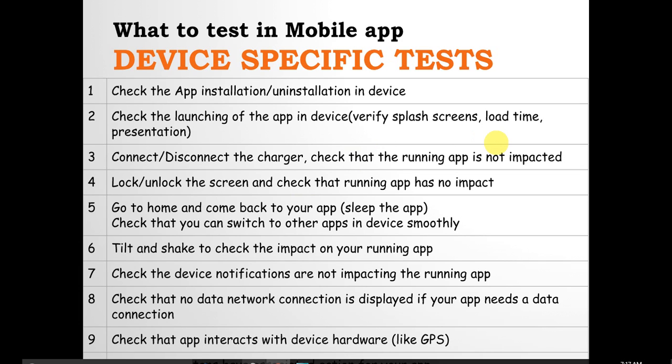And disconnect the charger. Check the running app has no impact. Lock unlock the screen and check that running app has no impact. Go to the home and come back to your app. Tilt and shake your mobile device to check that it is working fine. Check the device notifications are not impacting the running apps. Check that no data or internet connection is handled in your app if it is requiring internet connection, and check that app interacts with the device hardware like GPS and other things.